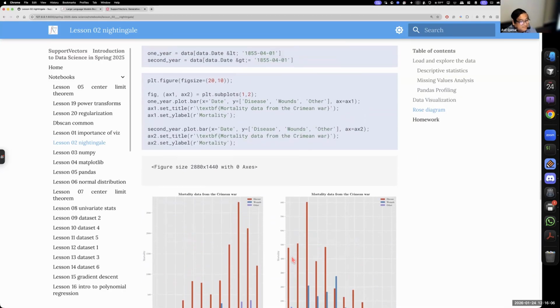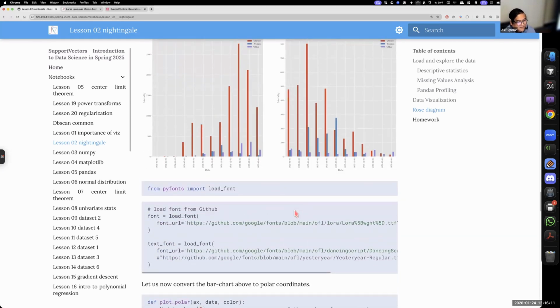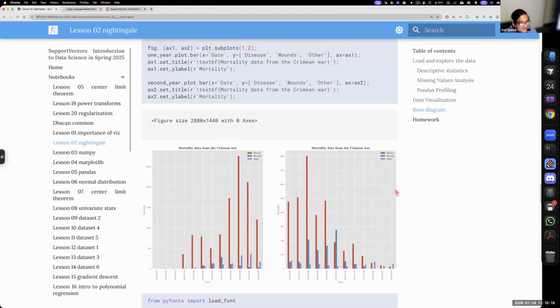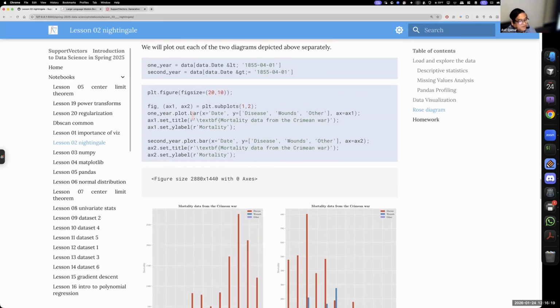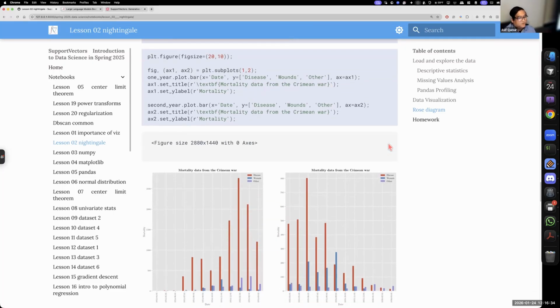Now, what we do is we say data visualization is a journey. You start with something simple. Here are the 2 bar charts that you would draw with 1 line of code, guys. You take this data, if you use Plotly, if you know Matplotlib, it is simply a bar chart. Do you notice that x-axis is date, y-axis are disease, wounds, and other? This 2-liner will give you the plot. The rest of it is just naming the axis. So far, so good, guys? Not hard at all, I hope.